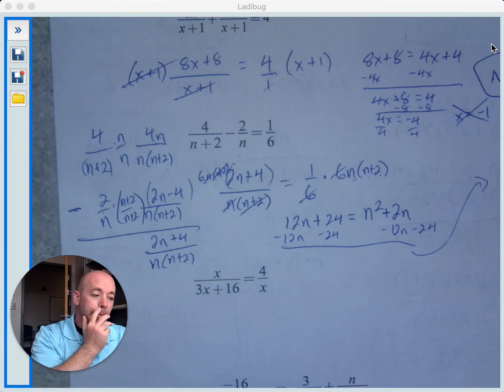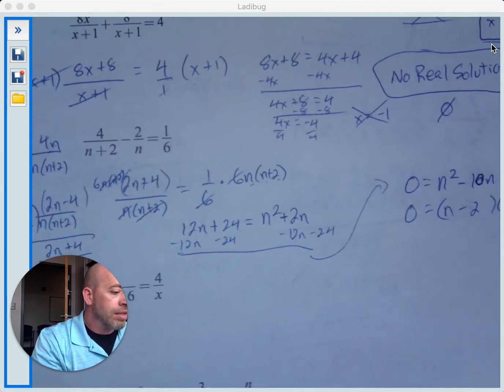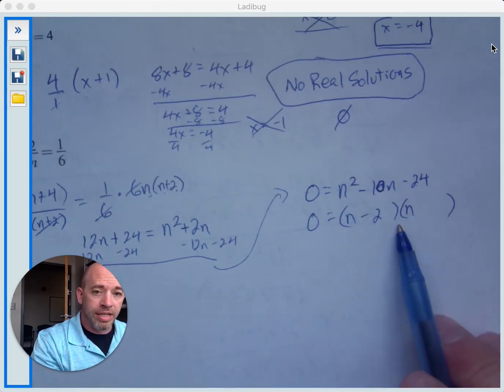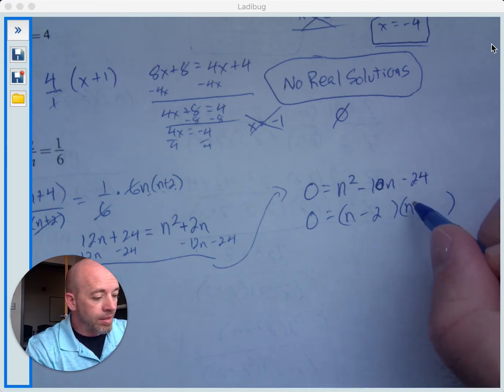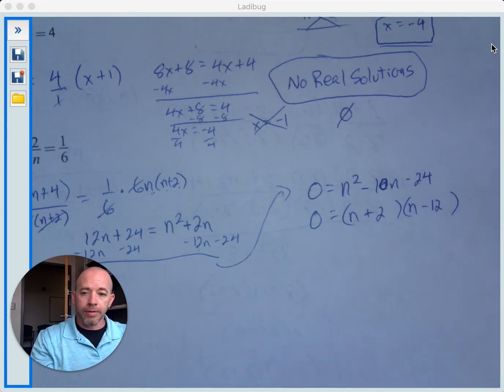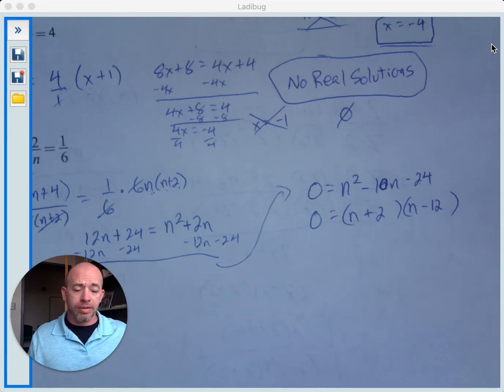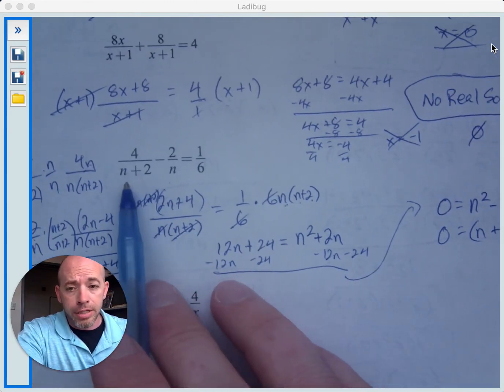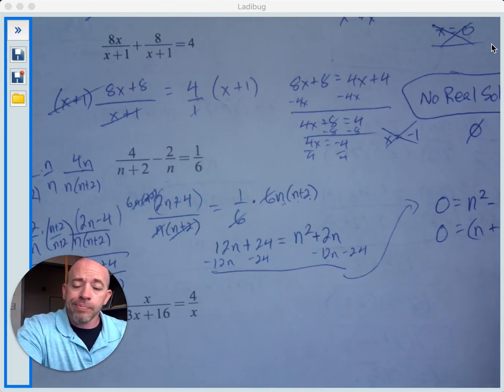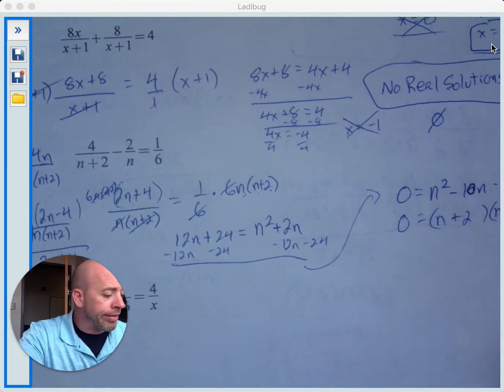All right, so now maybe we can make this work. Now we can do 2 and 12, I believe, right? So n minus 2, or n plus 2, n minus 12. There we go. Easy mistake to make, right? I wrote down the problem wrong. I wrote down this plus 2 as a minus 2, and everything went bad. But I caught it, so that's good.